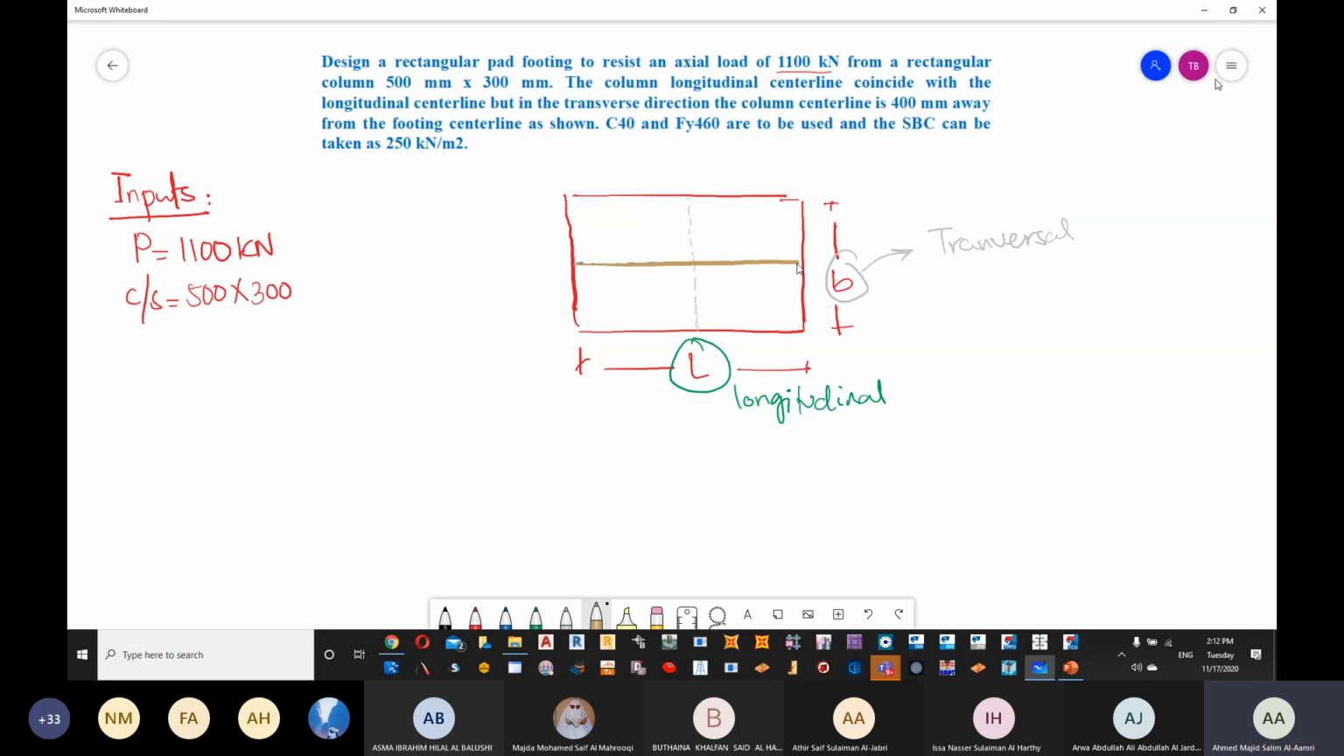Now for the transversal, they said you are 400 mm away. So this is what we refer to as the footing center line, and you are telling me that you are away by 400 mm. So rather than being here, at this point, you are 400 mm away.